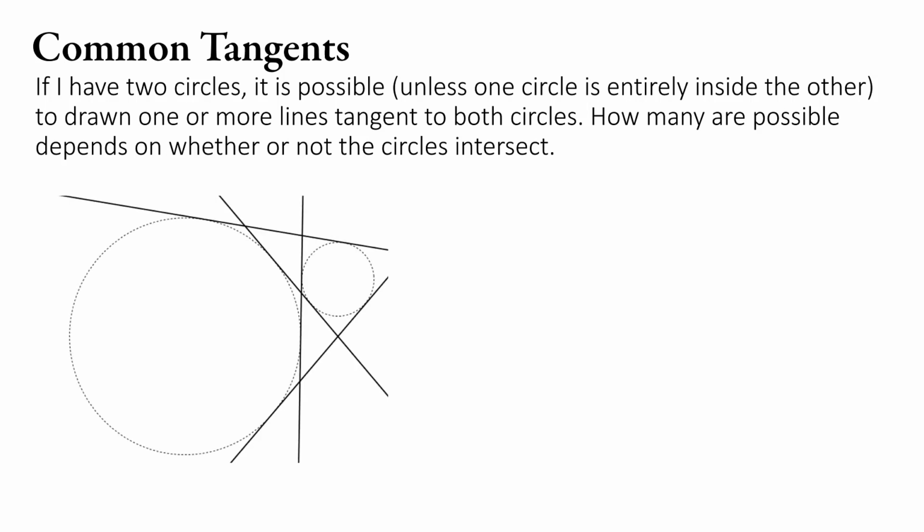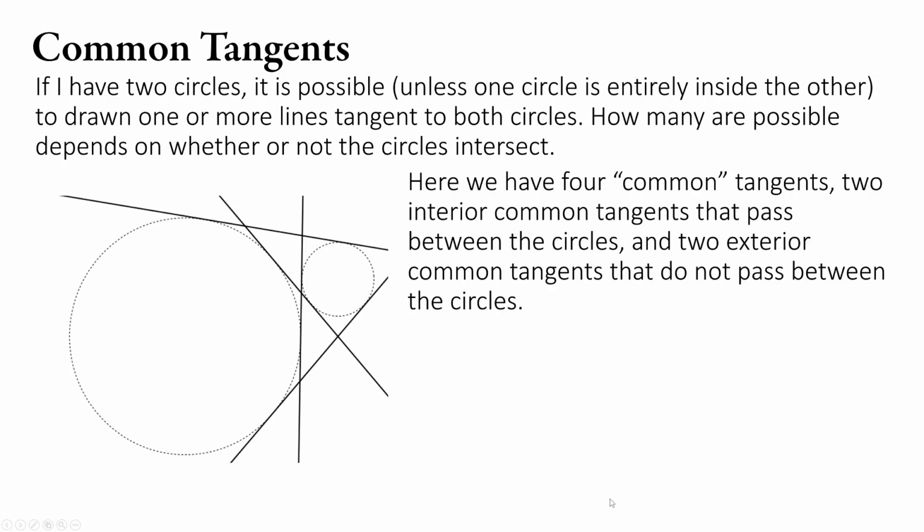Here we have two non-intersecting circles, one outside the other. And we have four common tangents. These ones out here that do not pass between the circles are called exterior common tangents. And these two here that go between the circles are called interior common tangents. But this is what a common tangent looks like. It's a line that is tangent to two circles simultaneously.